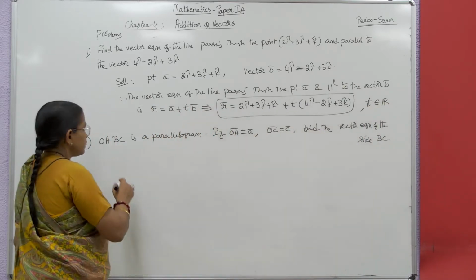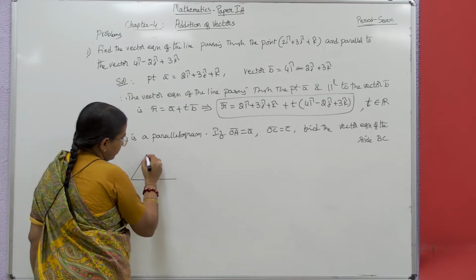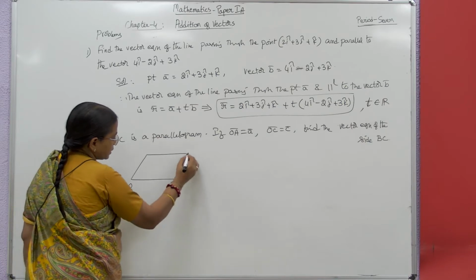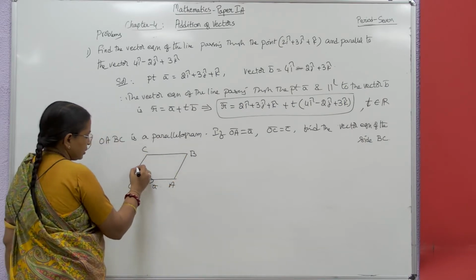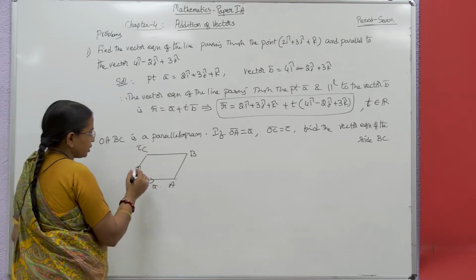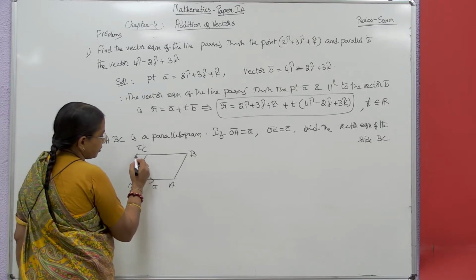That's all. Now next, OABC is a parallelogram. So you are given a parallelogram OABC. OA is a and OC is c. So that means you must find the equation of the side BC. The equation of this side you have to find out.